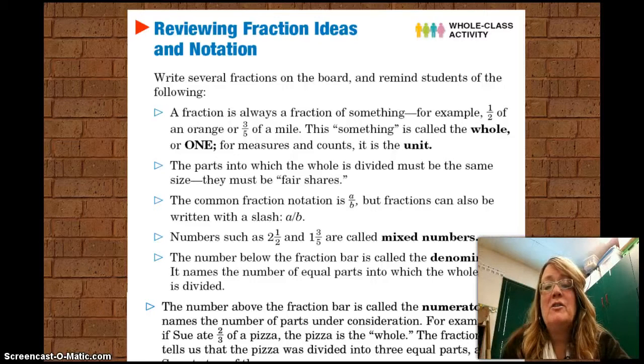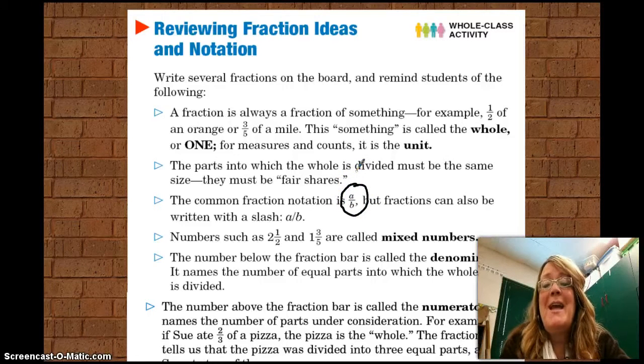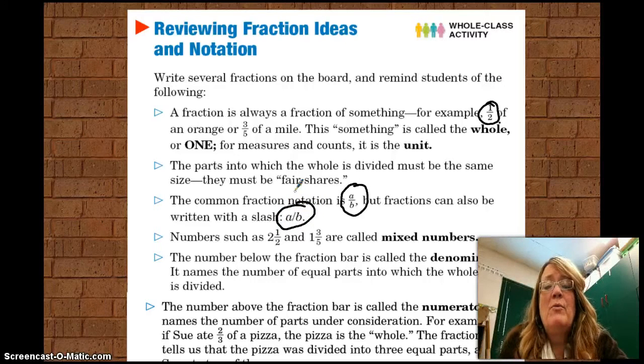The common fraction notation that you're seeing here is how most fractions are written. Now, you don't normally see A over B. Usually you see the way it's written here as 1 over 2. But fractions can also be written with a slash mark sideways, as you see here. Numbers such as 2 1/2 and 1 3/5 are called mixed numbers.